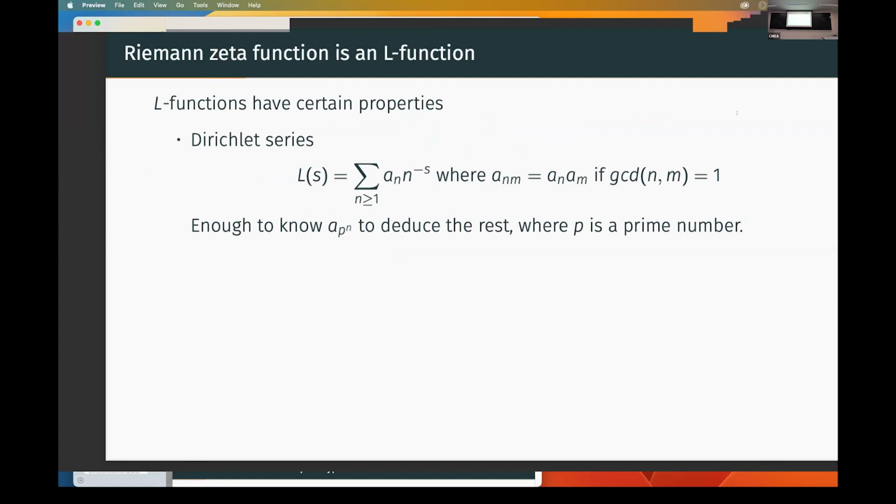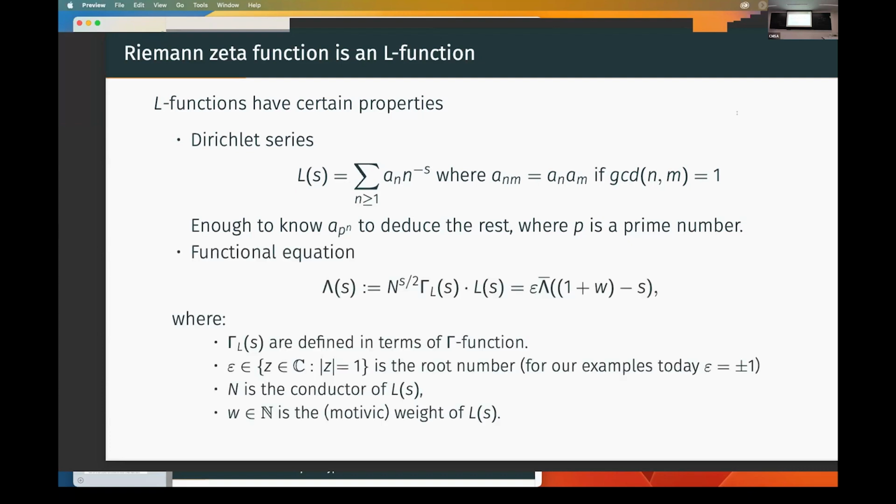L functions have a Dirichlet series. In the case of the Riemann zeta function, basically all the a_n are 1. What we want here today is a multiplicativity condition: if you have a_{nm}, where n and m are coprime, then you can write it as a_n times a_m. It's called multiplicativity. In particular, to write this infinite series, I just need to know the a_n at prime powers.